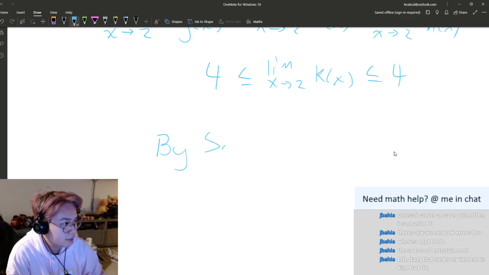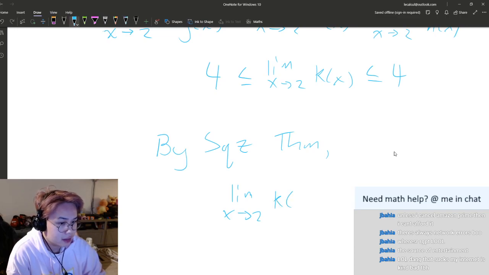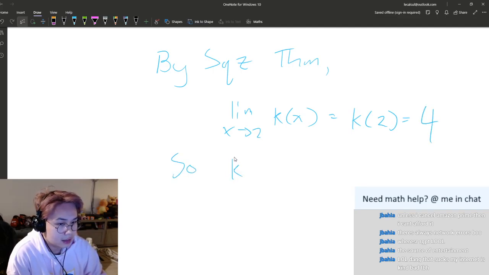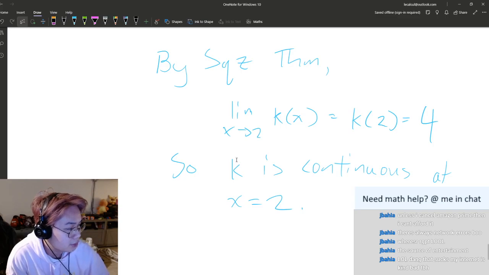So by squeeze theorem, the limit of k as x goes to 2 is equal to the k value at 2, which is 4. So k is continuous at x equals 2, and then we're done.